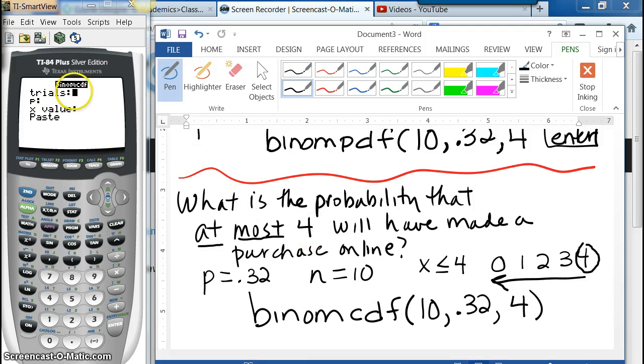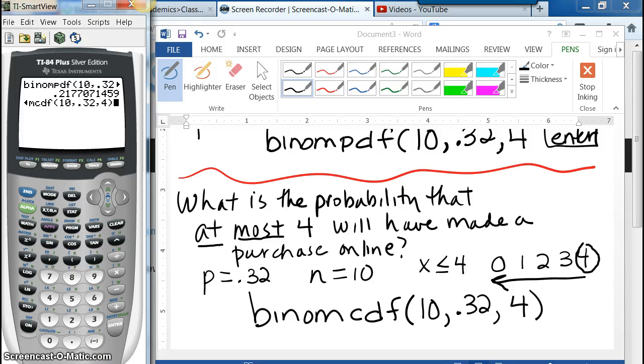For those of you who have a calculator that looks like this, you have to type in your number of trials and come down and type in the probability of a success, and then you will type in the 4 right there, and then paste. It'll look the same as those of you who had this on your screen, and then enter. And those of you who had this, you'd have to go ahead and enter on this one. So we should now have the same answer as each other. About 81% chance that at most 4 of them will have made a purchase online.